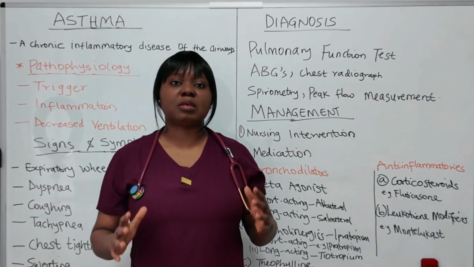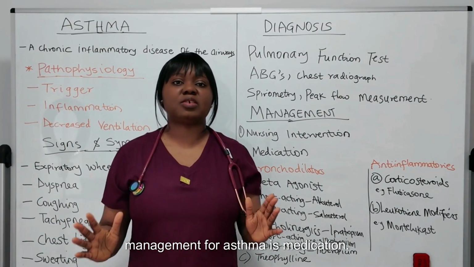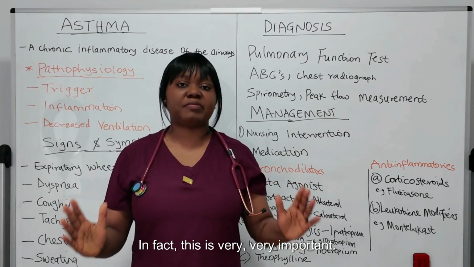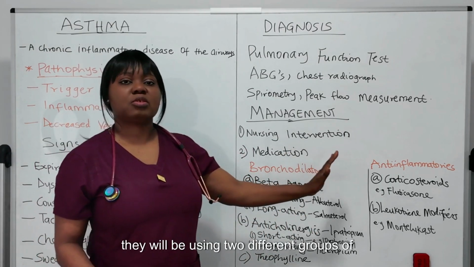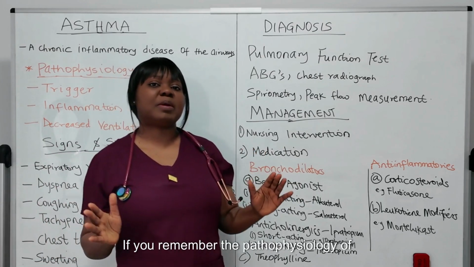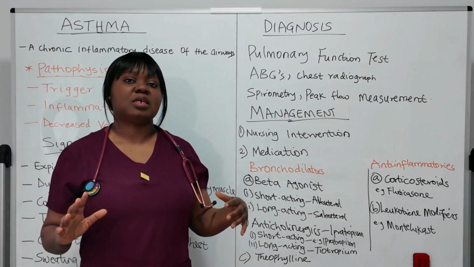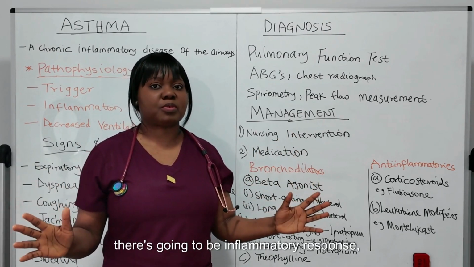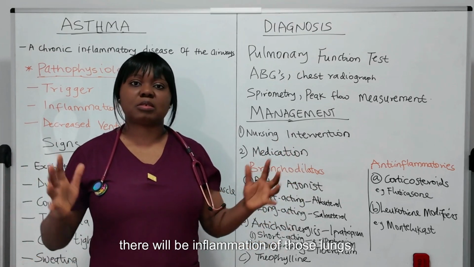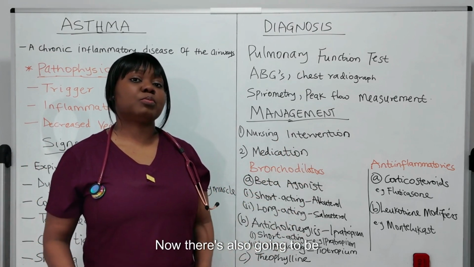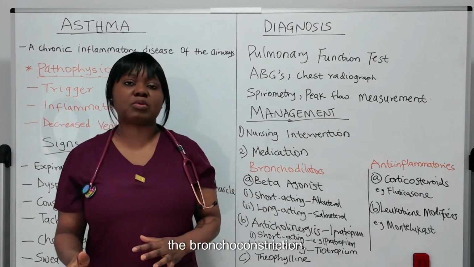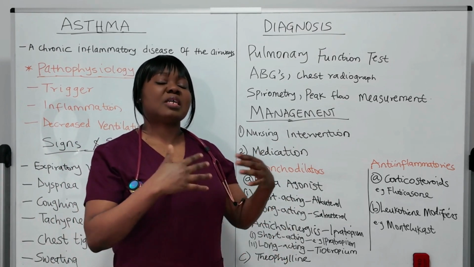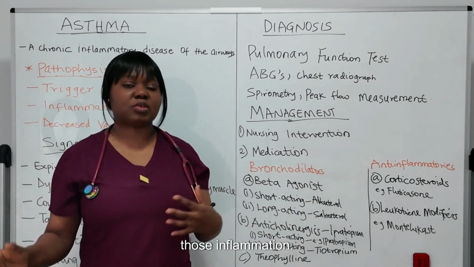Now, the second management for asthma is medication. In fact, this is very, very important. For the medication, they will be using two different groups of medication. If you remember the pathophysiology of asthma, there is going to be an inflammatory response. There will be inflammation of the lungs, the airways. There's also going to be bronchoconstriction. So they'll be using bronchodilators to fix the bronchoconstriction, and anti-inflammatories to fix the swelling, the inflammation.